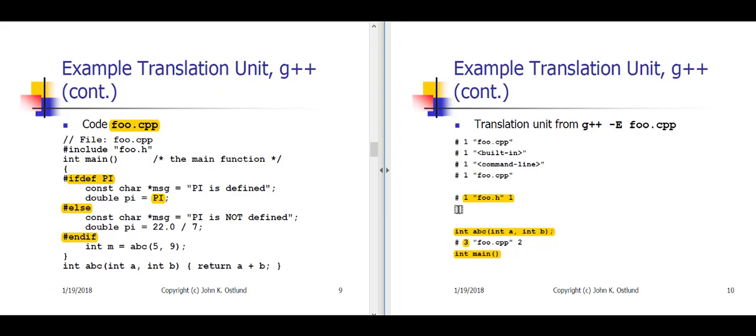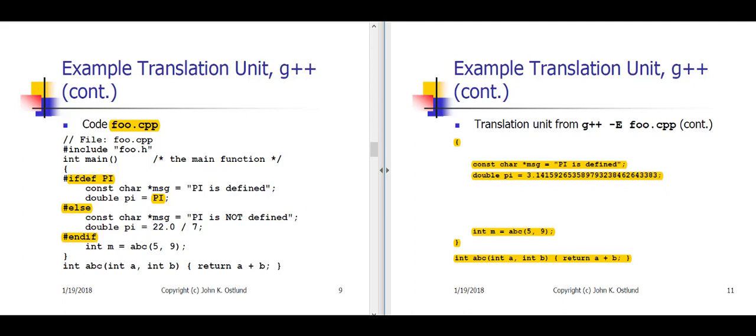There was a comment resulting in a blank line. Then there was a #define of PI, resulting in PI being defined internally, but a blank line in the translation unit. And the third line was this declaration of the function ABC. Then we switched back to foo.cpp on line 3 in foo.cpp, and went through the rest of this code. So we've got a line int main, then we've got a line for the opening curly brace.